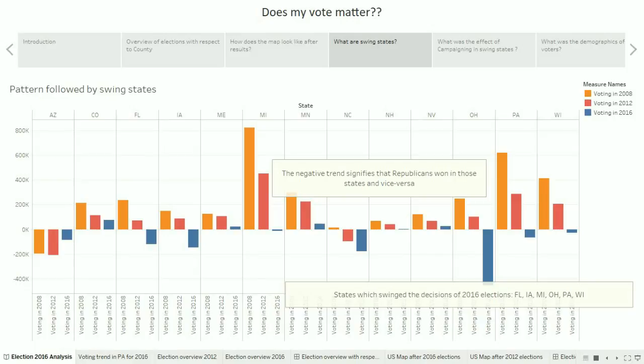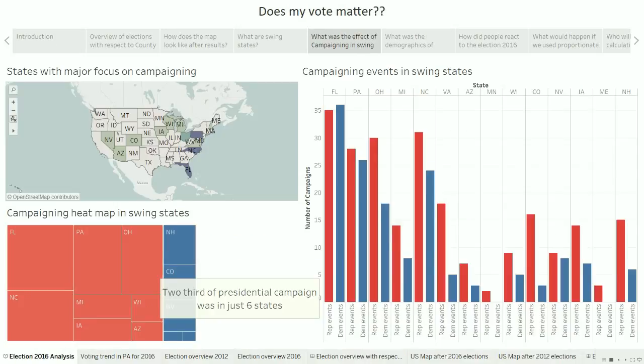Was campaigning one of the factors influencing the decision? Let's see. In this dashboard, we can see the impact of campaigning in swing states. Out of all the campaigning events, 2/3 of the events were focused only in 6 states. The bar chart shows the events conducted by Democrats and Republicans in these states, and this has been sorted by the number of electoral votes. We can see Florida has received the maximum attention in campaigning. The heat map shows the winner of the elections in these particular states. So we can see the campaigning has been successful for Republicans overall, except for states like Colorado and New Hampshire.